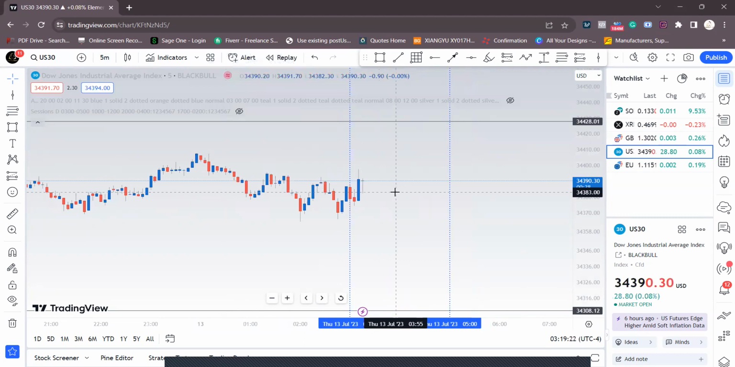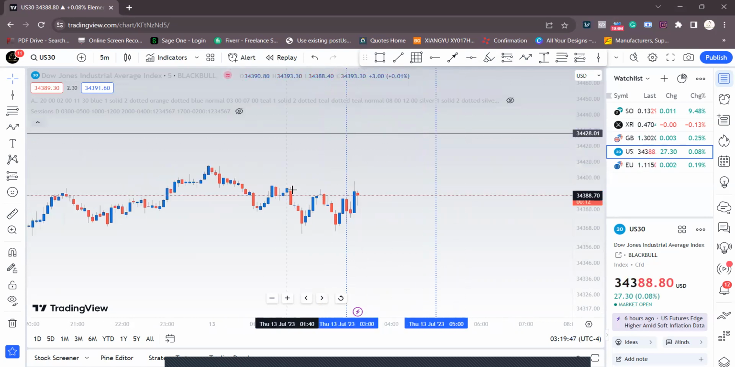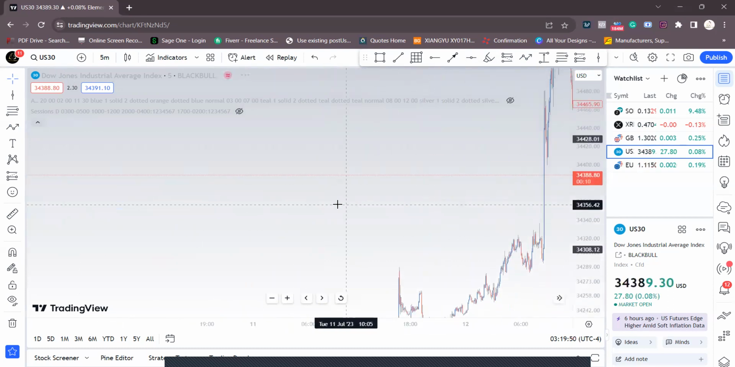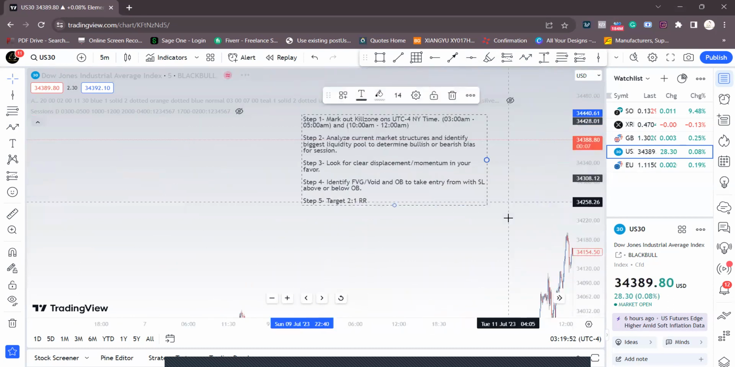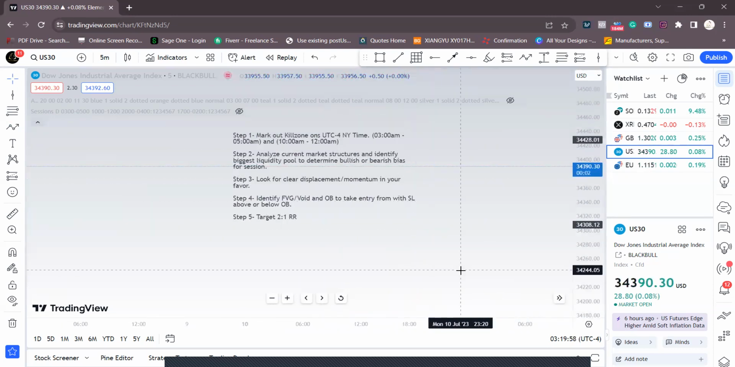But okay, so you want to see a clear displacement. Usually when we get a clear displacement to the upside, there's going to be a huge impulse candle or 2 candles that's actually going to leave behind a fair value gap. And that fair value gap is going to be super important for us, because we need to take entries in that gap. Okay, I'm going to go over examples just now. I just want to briefly explain to you the different steps. So we want a clear break of structure and displacement in your favor. If you're looking for buys, look for bullish displacement. If you're looking for sells, look for bearish displacement.